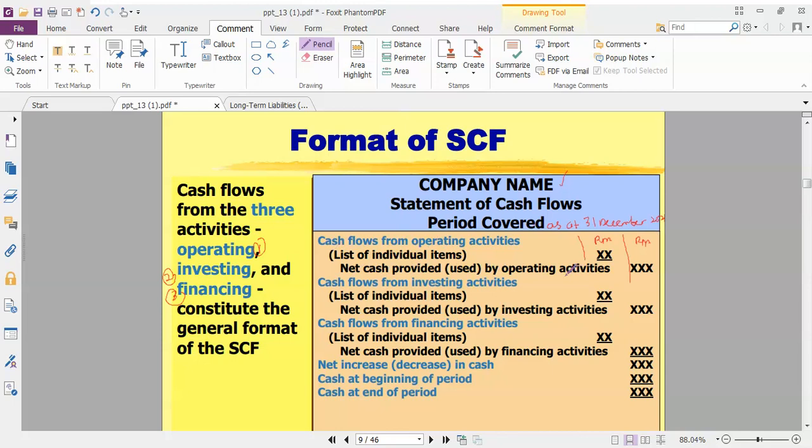Okay, you must determine whether we got that amount or we must spend that amount. If we must spend the amount, we should plus, and if we got the amount, we must minus. So that is the format here. The second item is cash flow from investing activities, and the third one is cash flow from financing activities.